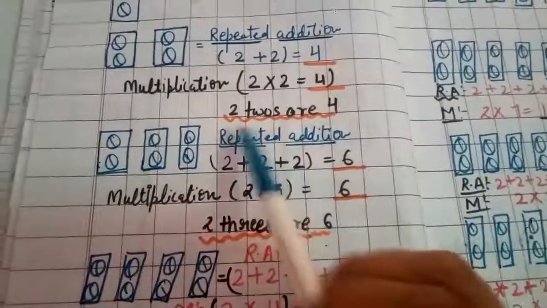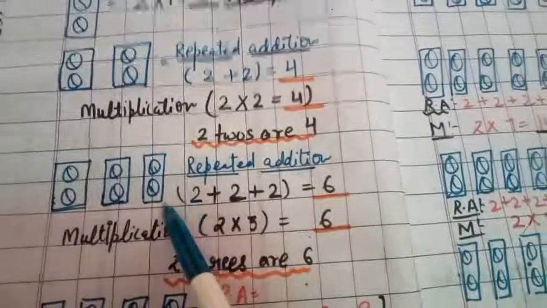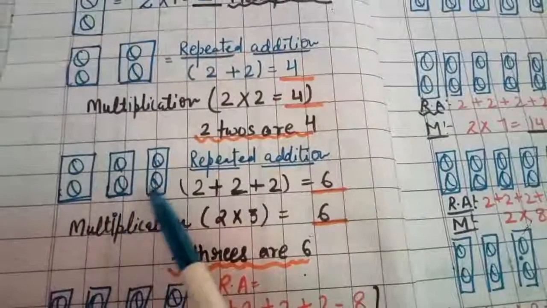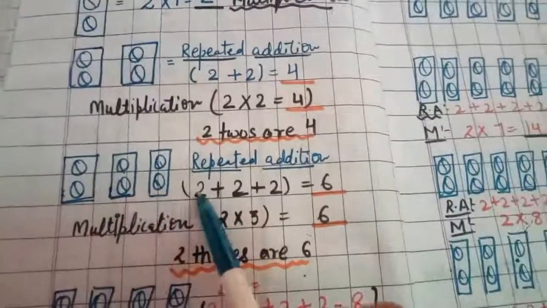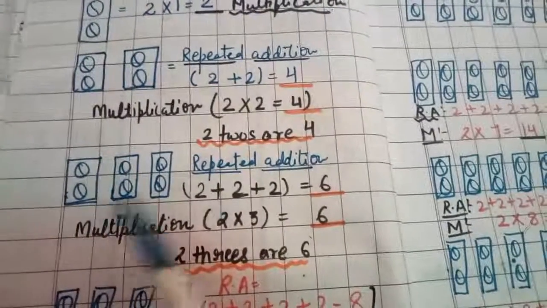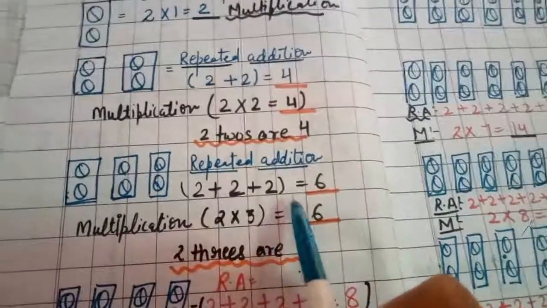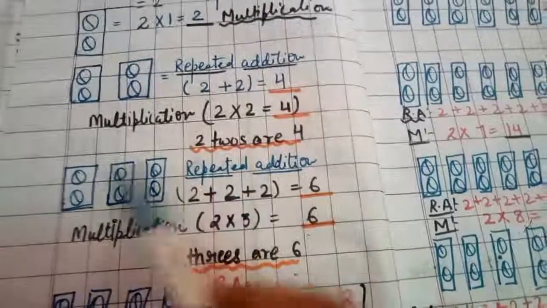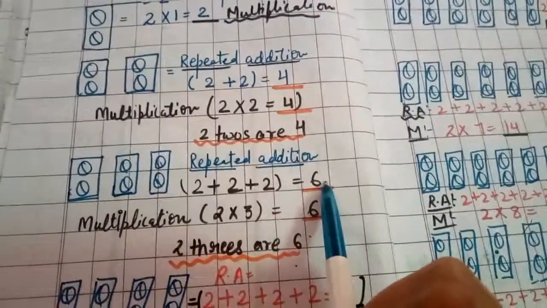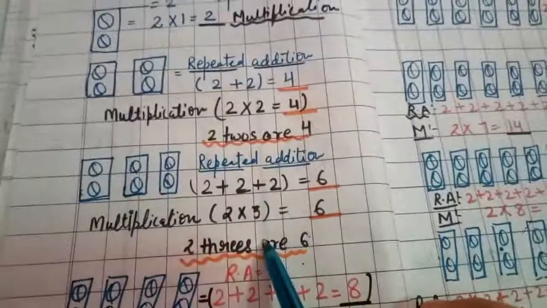Now come to the third one. After 2, which number comes? 3. So make a 3 box like this. As we are doing the table of 2, in each box we put 2 balls. So how do we add this? We count the first 2 balls here, then put plus here, then again 2 here, then 2 here. So how many balls are here? For addition you need to count it like this: 1, 2, 3, 4, 5, 6. 6. Now we need to convert this repeated addition into multiplication.